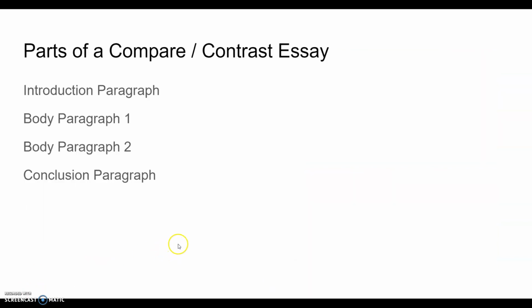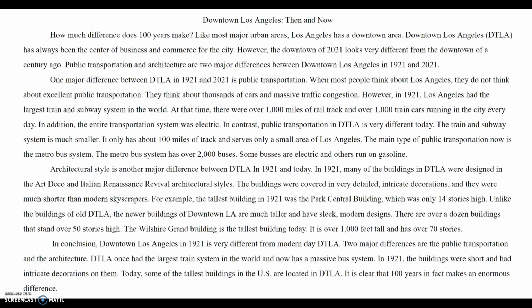When we write a compare-contrast essay, we include the same basic parts of any essay. We start with the introduction paragraph, we have at least 2 body paragraphs, and we end with a conclusion paragraph. Let's take a look at a sample essay. Take a look at this sample essay that looks at the differences between downtown LA in 1921 and downtown LA in 2021. You can pause the video here so that you can read the essay completely.